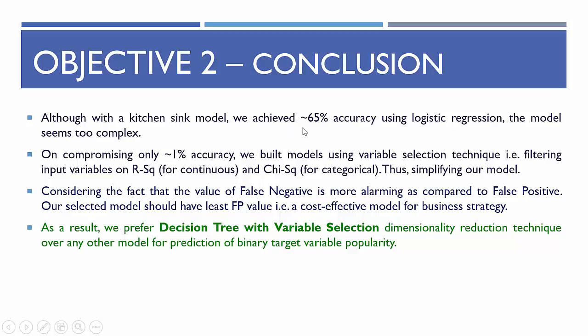Again, the kitchen sink model gives us a very high accuracy, 65% on logistic regression, because it used 71 attributes, so it was too complex, and we compromise only 1% accuracy. When we built using a variable selection technique, the model is very simple. Considering that false negatives are more alarming than false positives, a selected model should have the least false negatives, which is a more cost-effective model for business strategy. So we would prefer the decision tree with variable selection technique out of all three approaches chosen for objective 2.